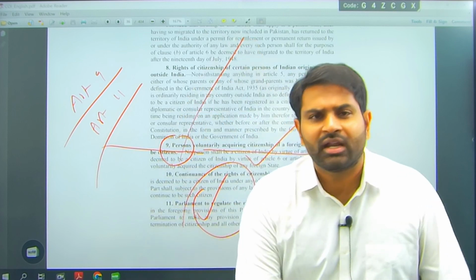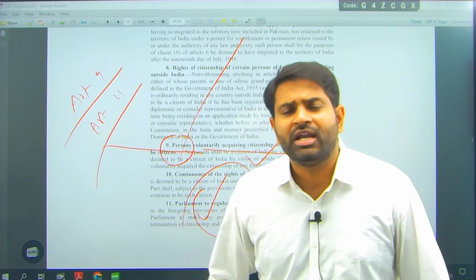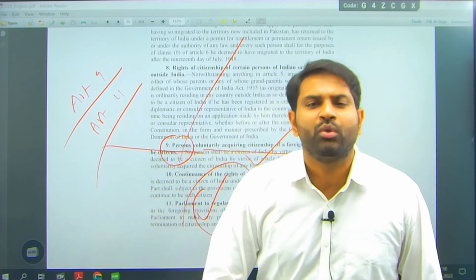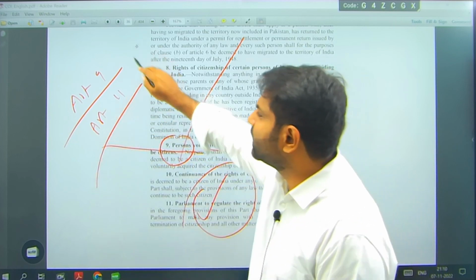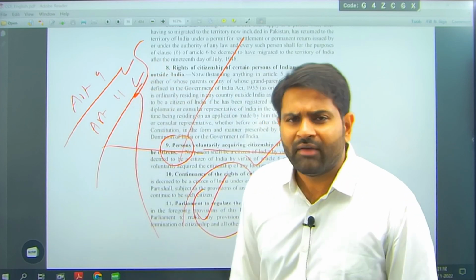So all other articles are not important because these articles were framed during the migration. What would be the different rights for those people who were from India, who went to Pakistan, who came back from Pakistan to India? Those things are there, less relevant for our examination. But remember, Article 9 and Article 11 are going to be very important.